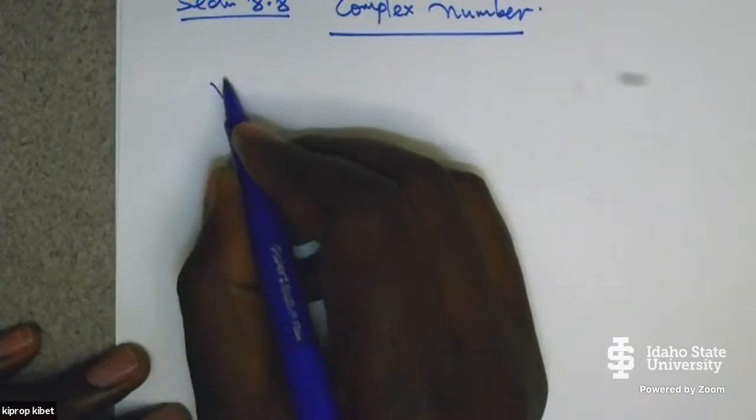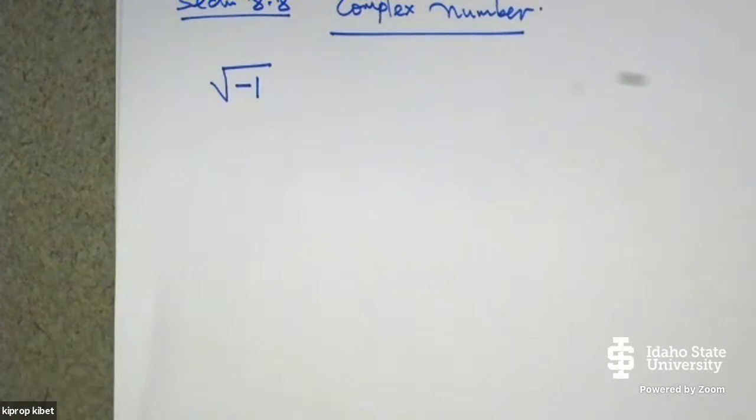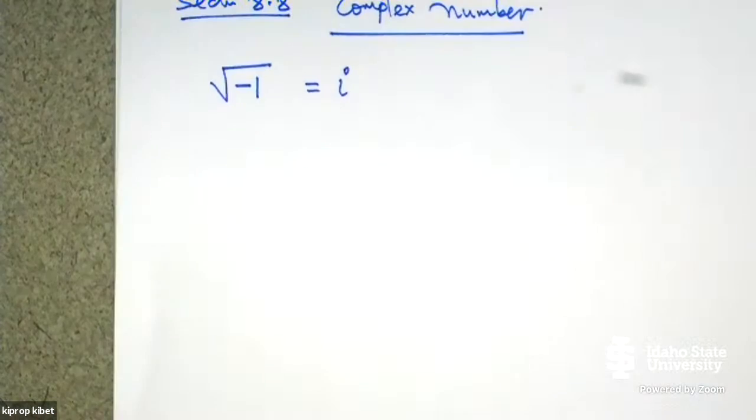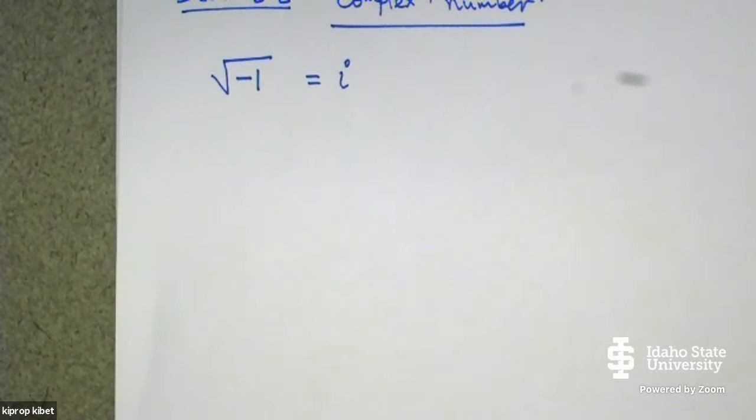Now, the square root of a negative number, the square root of negative 1, is equal to i. And this i is the complex number. So the square root of a negative number is a complex number.